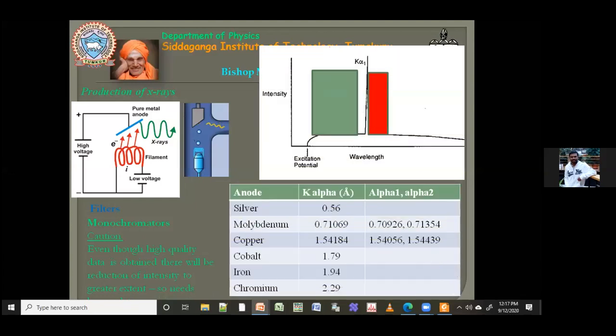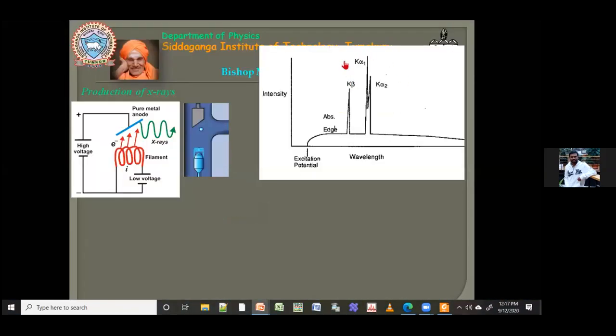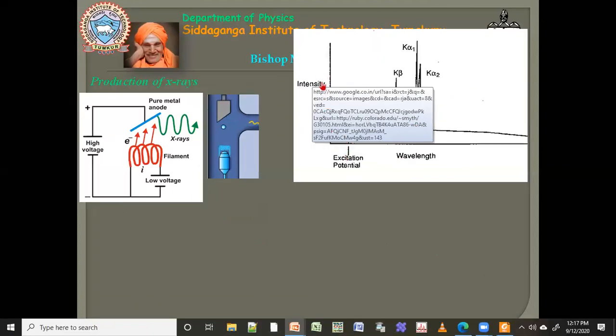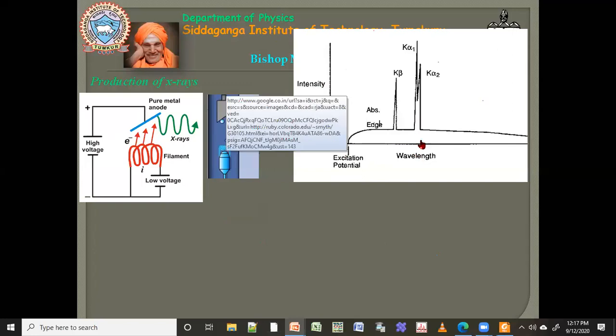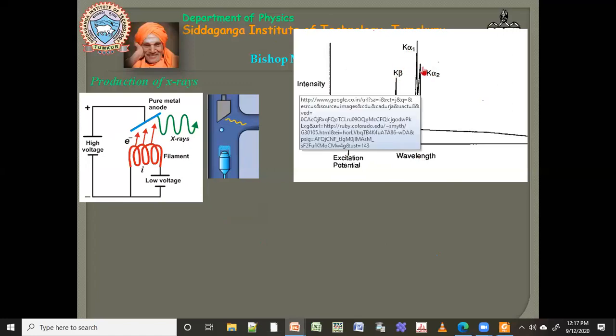If you take the X-ray which is coming out, it will have this kind of characteristics. This is the intensity of light. When you say wavelength of copper, I will explain in the next part. It will have K alpha, K alpha 1, K alpha 2, and then K beta. So it will have all these lines.